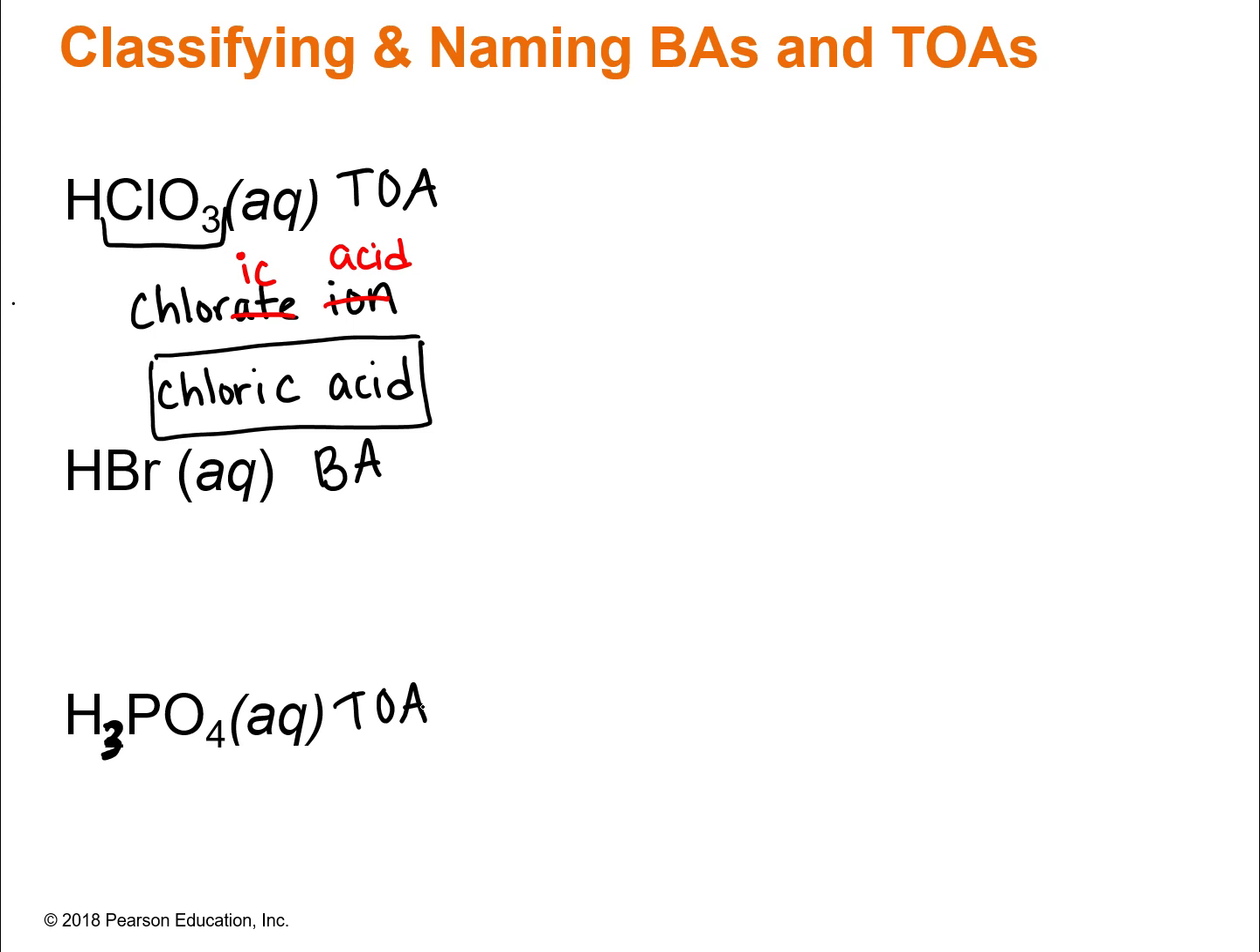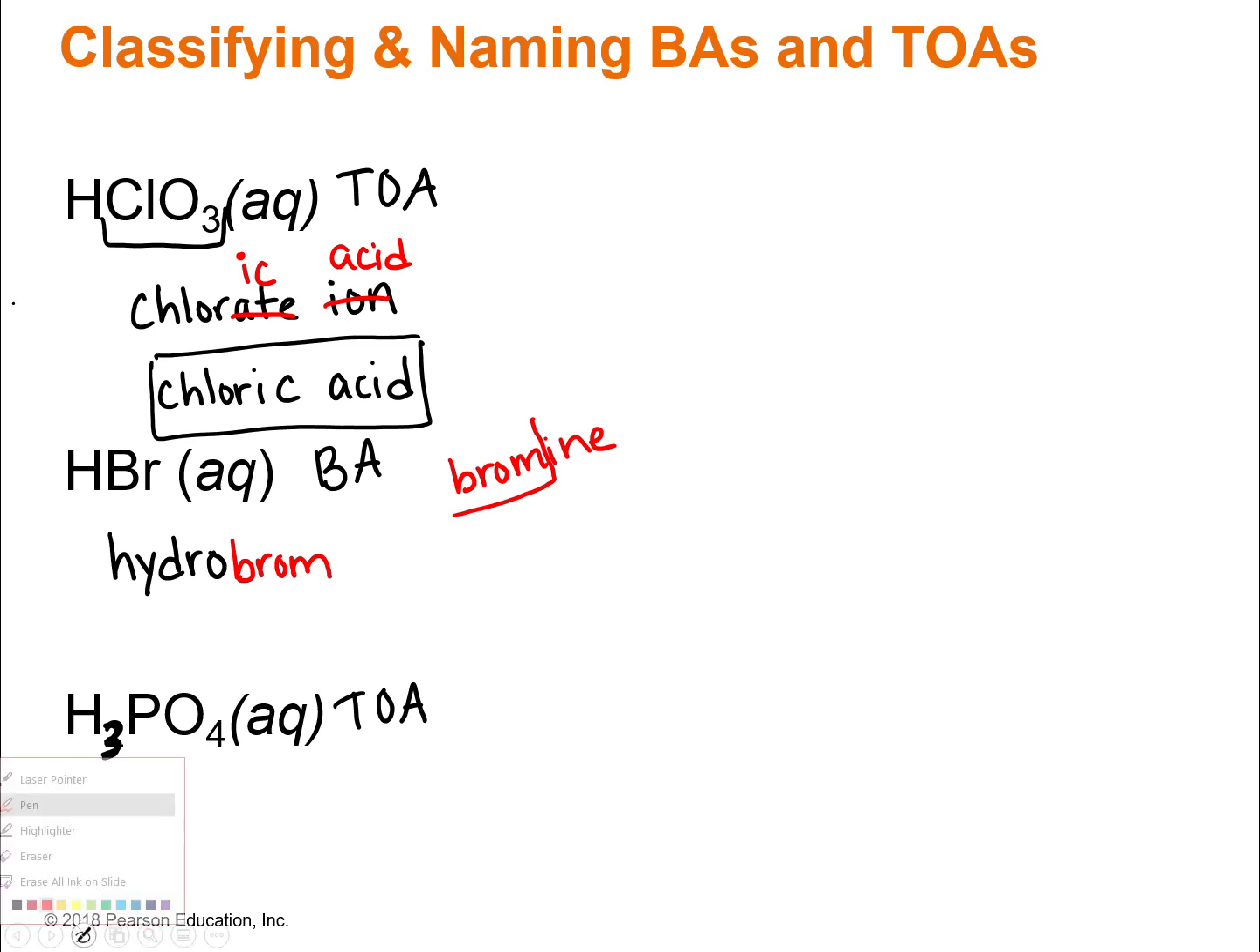For binary acids, you start off with the prefix hydro. That's for the hydrogen. Then we need the stem of the nonmetal. Our nonmetal is bromine. Brome is going to be our stem. We follow that up with ic and the word acid.